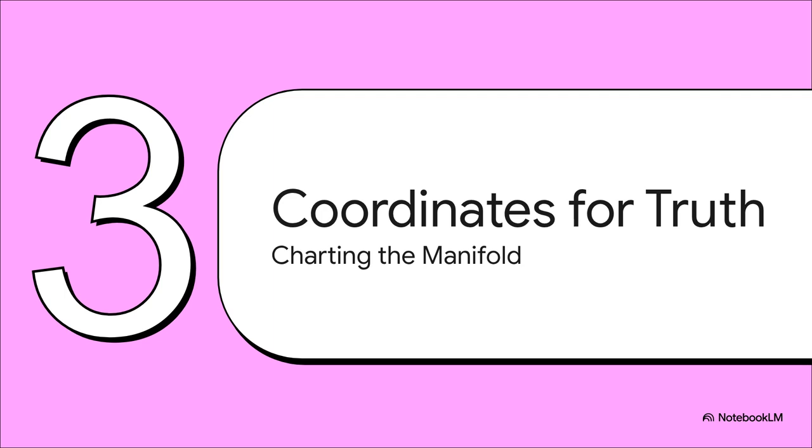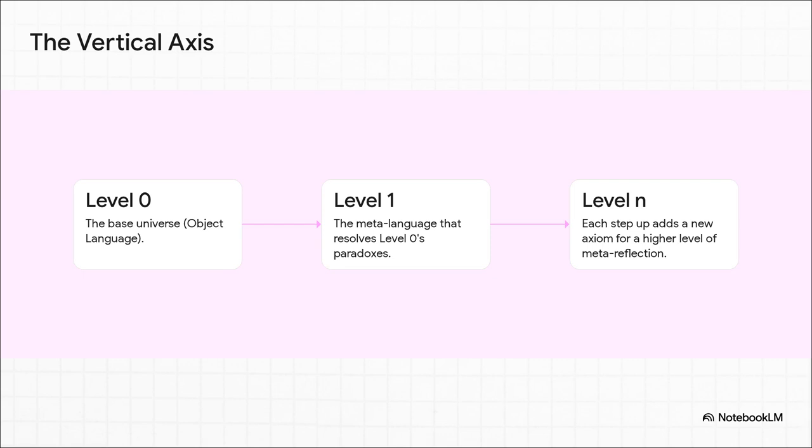What does any good map need? The coordinate system, right? We need a way to actually pinpoint the exact location of any given truth on this crazy logical landscape. Now, the vertical axis, it's not a smooth line. It's more like a ladder.